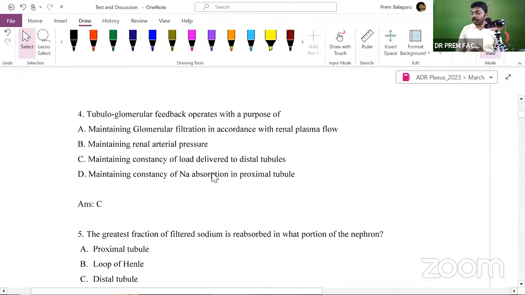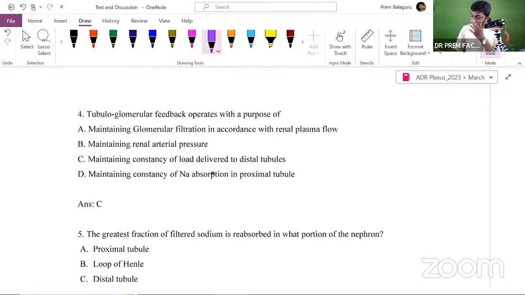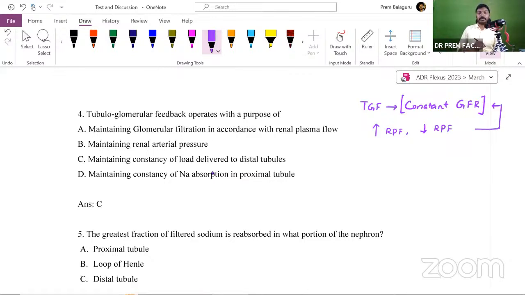Option A, maintaining glomerular filtration rate in accordance with renal plasma flow. That is a very wrong statement. All right. In case if you consider GFR, tubuloglomerular feedback is used to maintain more or less constant GFR. When I say constant GFR, you have to understand, in spite of increase in renal plasma flow, or a drop in renal plasma flow, the GFR has to be maintained constant, and that is one of the key roles played by tubuloglomerular feedback. We call this autoregulation of GFR.